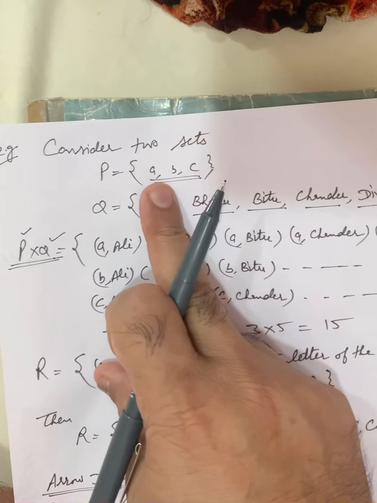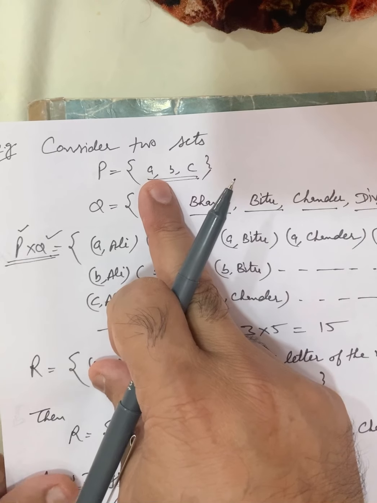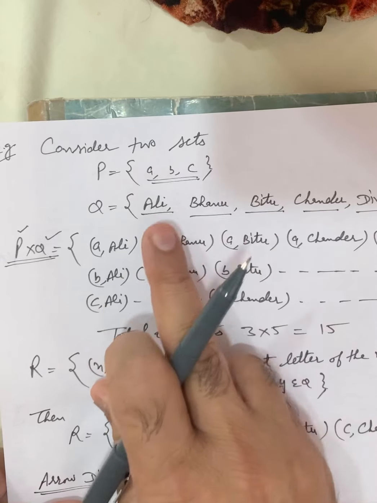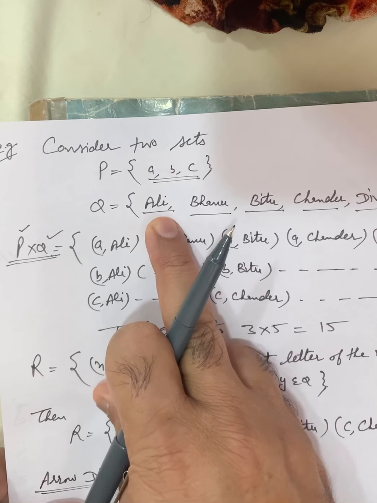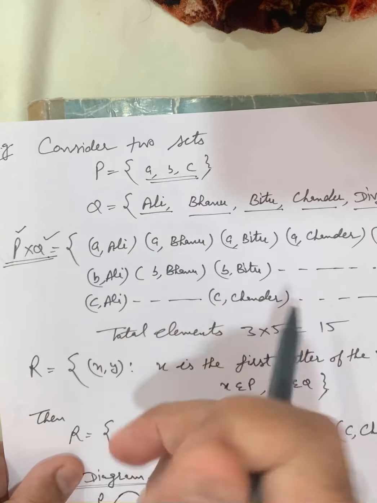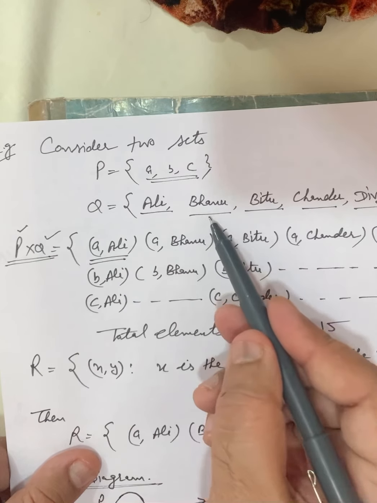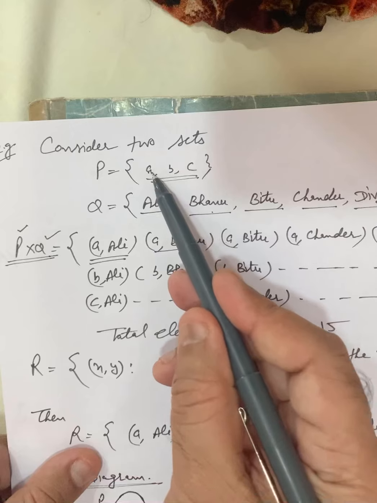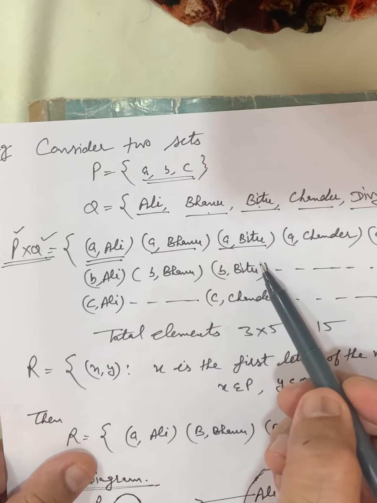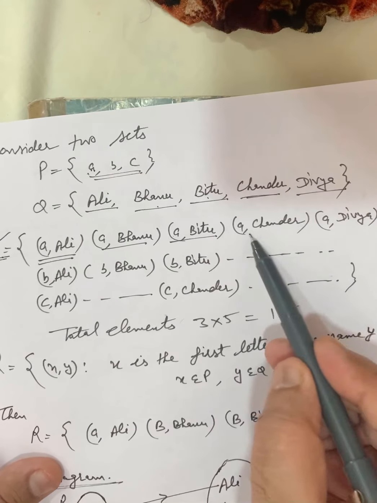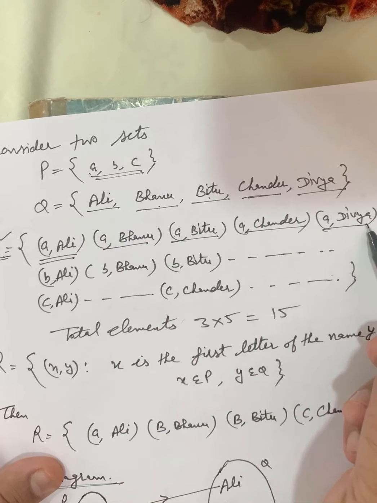So the first ordered pair will be, we write the first element of P, paired with the first element of Q. So A comma Ali is the first ordered pair. Second will be A paired with Bhanu, A paired with Bittu, similarly A paired with Chandar, and A with Divya.